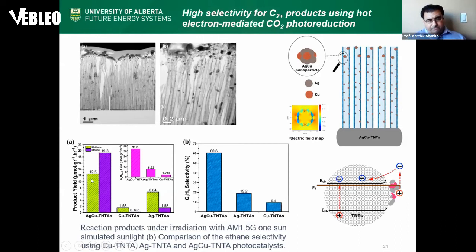What I'm showing you here is when we have silver copper nanoparticle decorated titanium dioxide nanotube arrays, we see a bit more ethane production compared to methane, though methane is still produced. Whereas if you use just copper nanotubes or just silver decorated nanotubes, you see much less ethane.